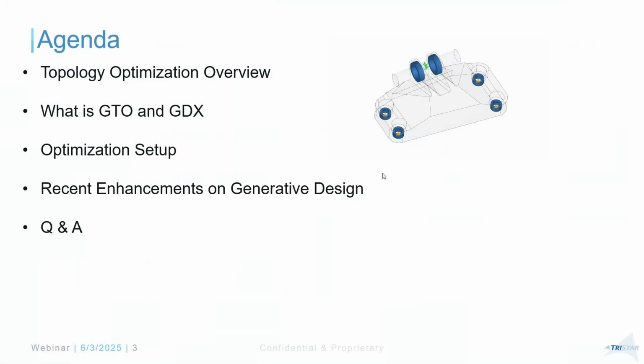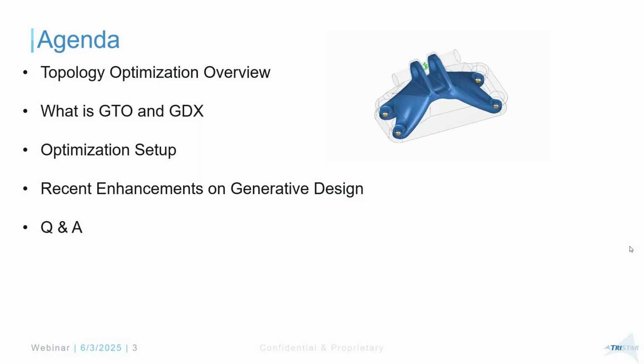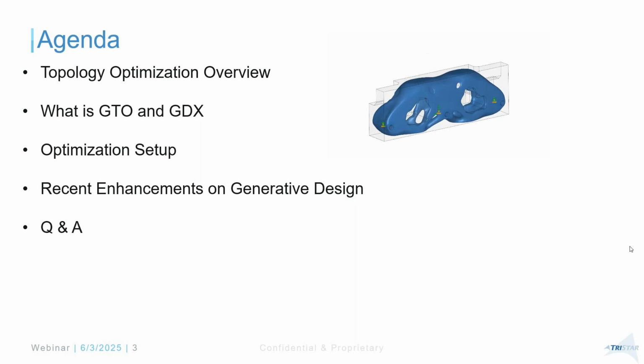So with that said, real quick here, I just wanted to give you a quick overview of the agenda. The plan is to cover this in 4 steps. For some of you that may not be used to topology optimization, I want to do a very high-level quick example at the beginning with a part, as to how I would optimize it. And then we'll get into the differences between GTO versus GDX.